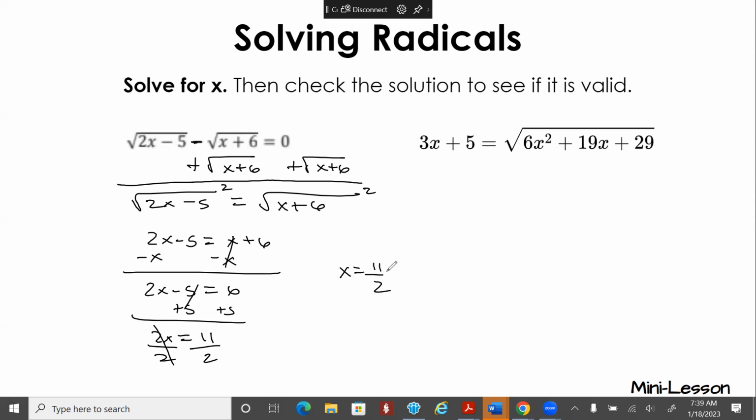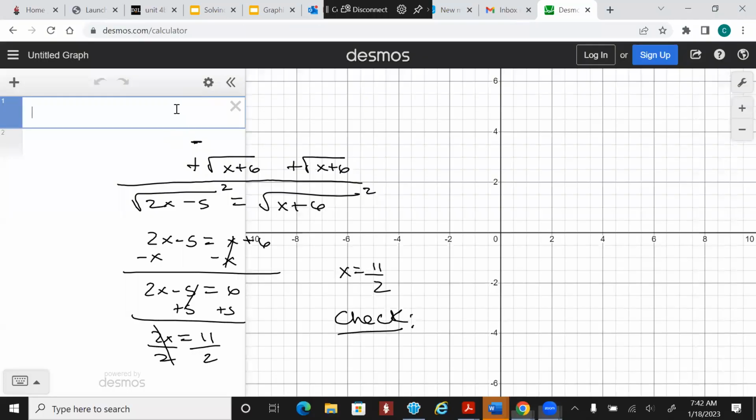Once we solve for a number, what are we going to do? Got to check it, because that makes the difference between it being an answer and having no solutions. Okay, so go ahead and take a moment, check that work. Okay, so we're going to plug this into Desmos to check it, because I'm not doing this in my head.